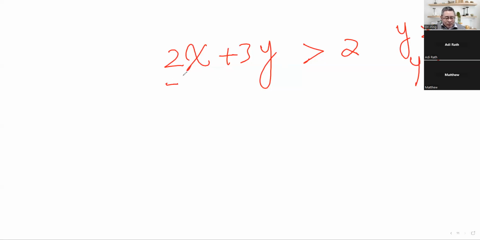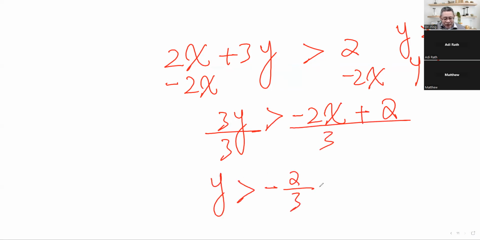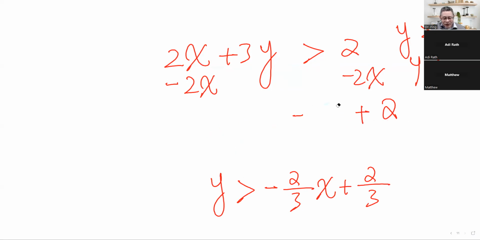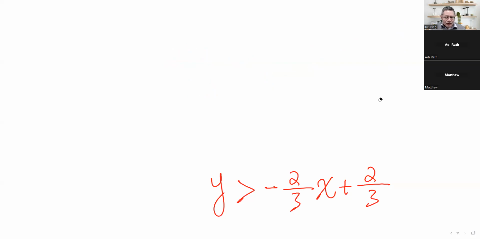So we're going to move 2x to the right, so minus 2x. Then we get 3y greater than -2x plus 2. Then we have to divide by 3. Then we get y is greater than -2/3x plus 2/3. So that's what we got, and then we're just graphing it. So basically we have to change it to this form. Then we can use it to graph.